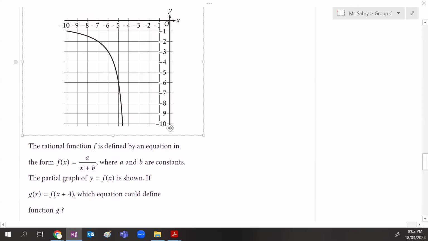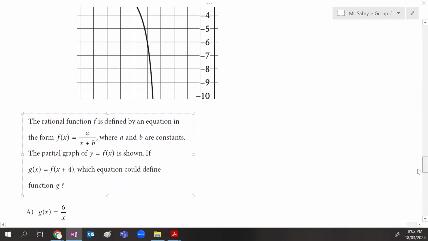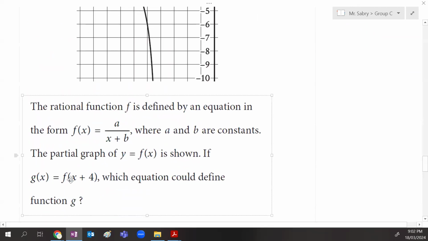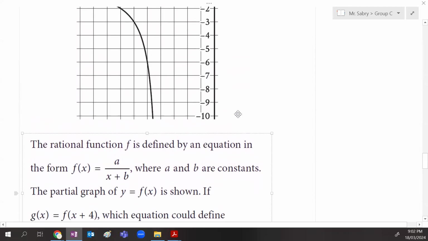Here's this very weird graph, and you're told that this is a rational function defined as an equation in this form. You are asked, if g of x is equal to f of x plus 4, which equation could define function g? First, the graph drawn above is the graph of the function f. It's not the function g, it's the function f.